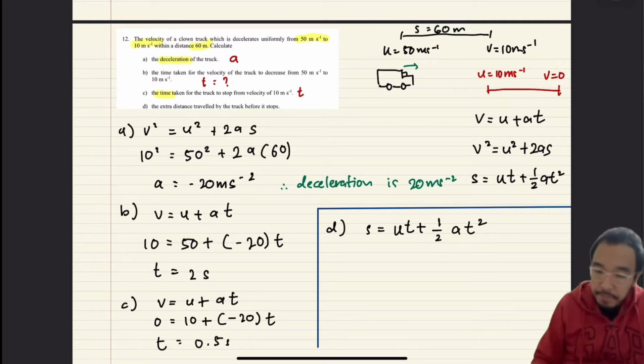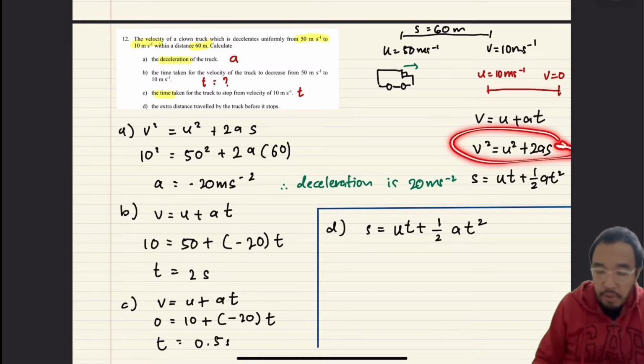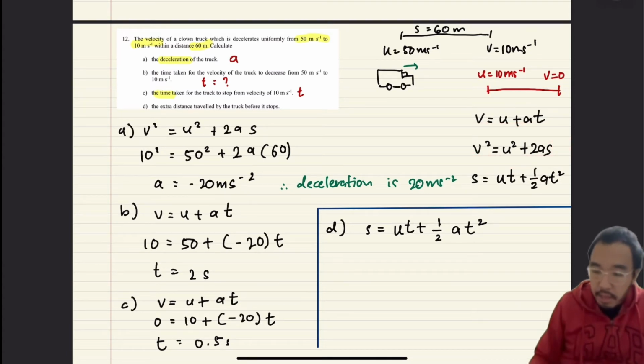Alternatively, that's not an alternative. You have to use this one. You cannot use the other equation because you don't have the distance yet. Unless you find the distance, then only you can use that equation. Since we already have the time, I can use S equals UT plus half AT squared.